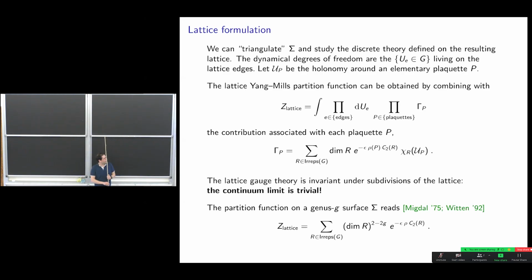But of course, there are other ways of doing this, and this was done already in the 70s by Migdal and then revisited by Witten in the early 90s. But that's the full result for the partition function. And you can also use the same approach to compute observables like Wilson loop correlators or things like this.